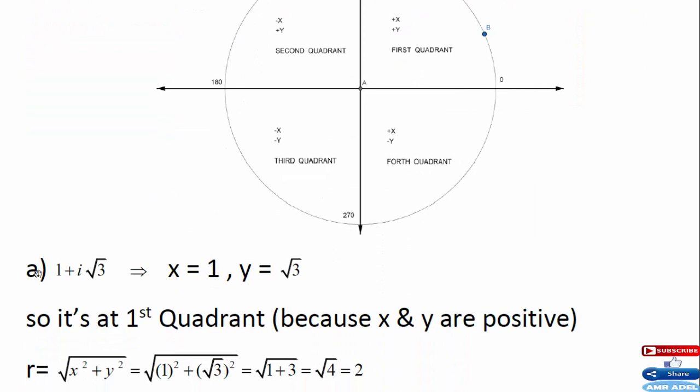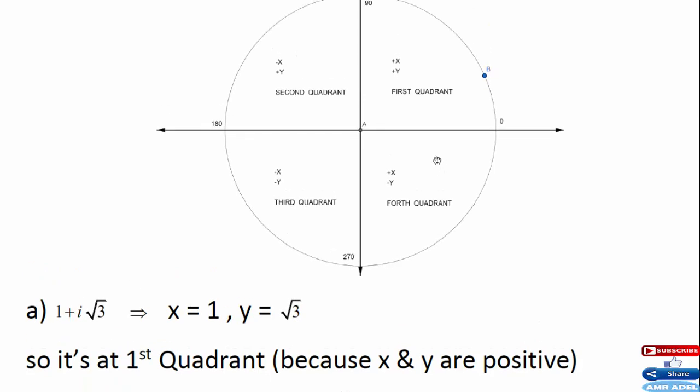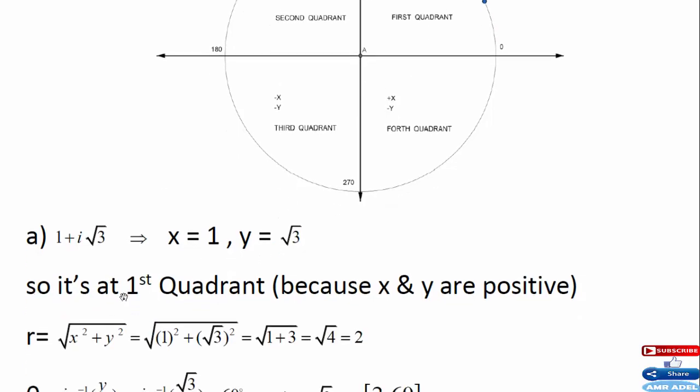The first case, what do we have? 1 plus I root 3. The x, which is the real part, is 1, so x equals 1. The imaginary part, which has I, is root 3. Both are positive. Just focus: x is positive and y is positive, so we are in the first quadrant. The first quadrant, because x and y are positive.